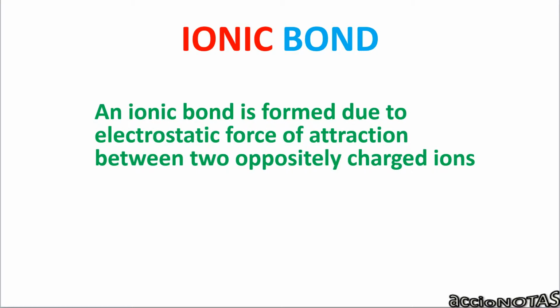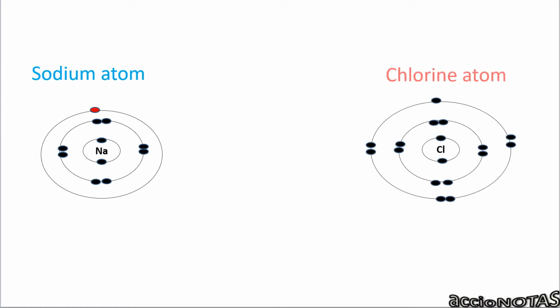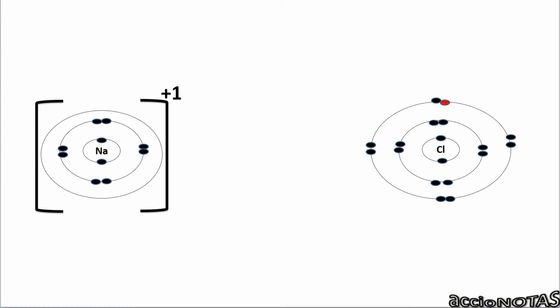An ionic bond is formed due to electrostatic force of attraction between two oppositely charged ions. For example, we have two atoms, sodium atom and chlorine atom. Sodium atom loses its outermost electron and chlorine atom gains the electron. As a result, sodium gets +1 charge and chlorine gets -1 charge.